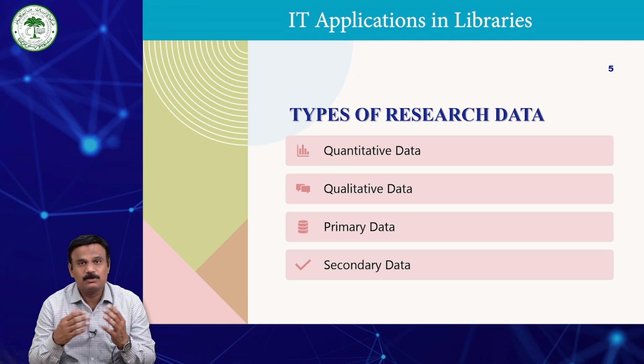The examples of quantitative data are the number of books issued to the users in a month by the circulation section of a library. It's a quantitative data. And the number of research articles downloaded by the users from various databases of the library. It's a quantitative data.